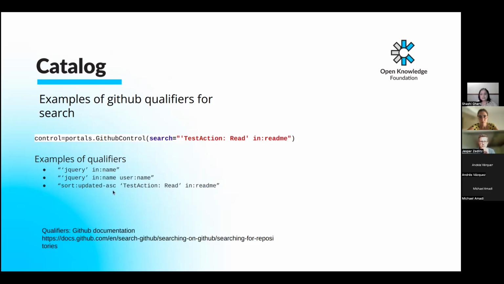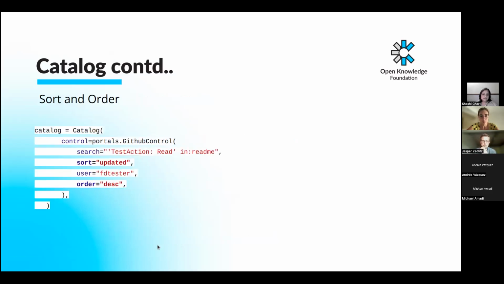Similarly, we can combine multiple qualifiers as well. And we can also sort the reading of the repositories by the updated dates or any other fields in ascending or descending order. And here I have also added the documentation for the GitHub qualifiers, which is provided by GitHub. So we can use any qualifiers that GitHub API supports in the search queries.